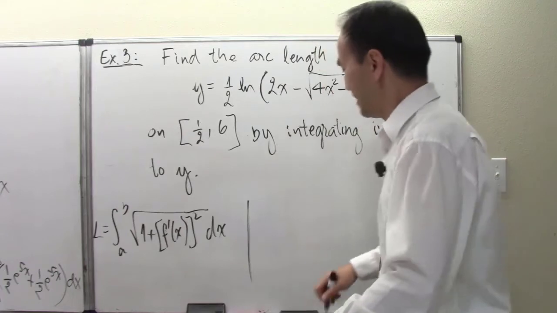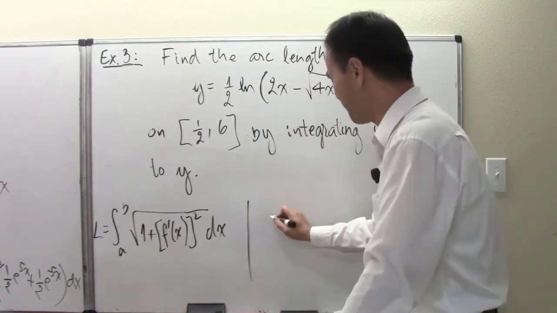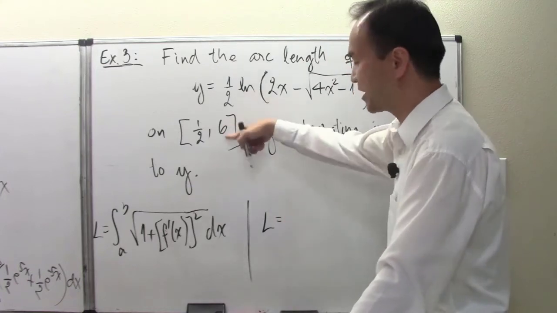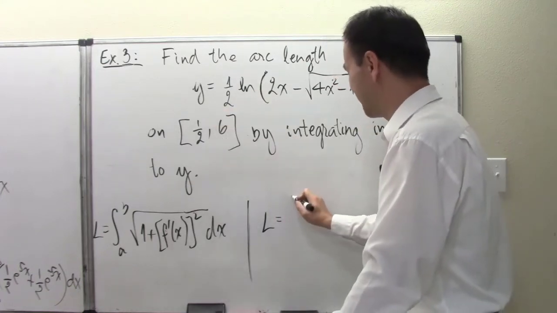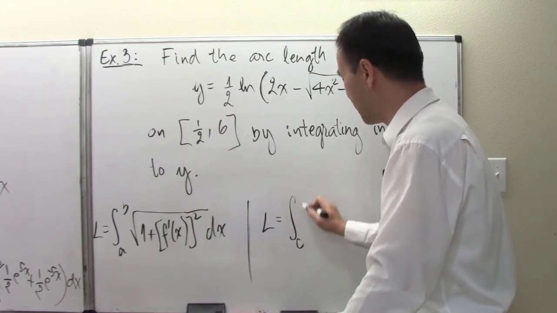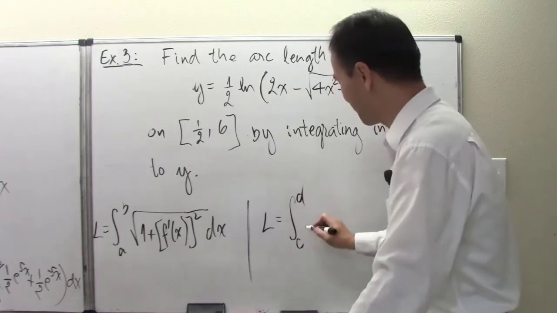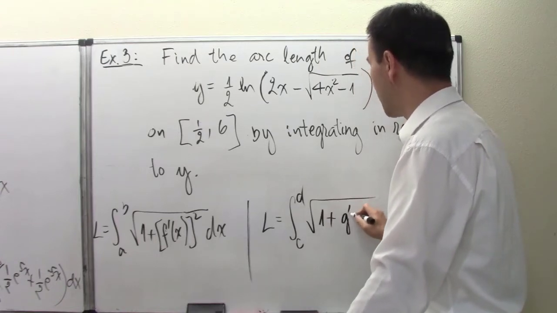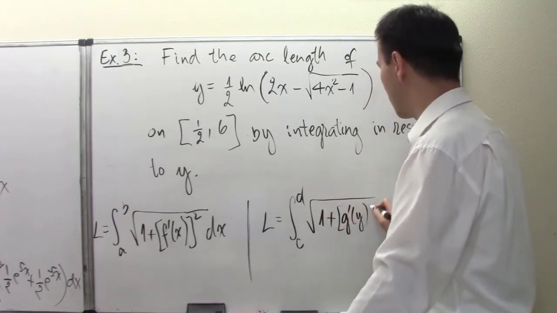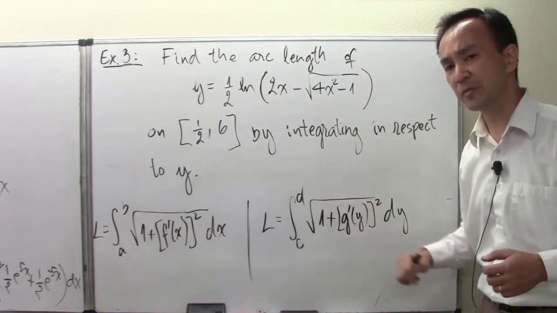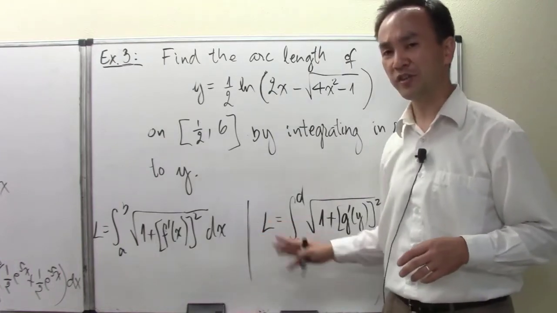Okay, and then as another choice, we have the following formula. The length of that same curve can be found by integrating over the interval from c to d on the y-axis with the following function: square root of 1 plus g prime of y all squared, dy. So this is integrating with respect to y. So we have two different choices.